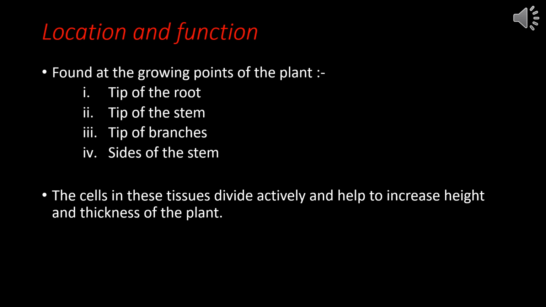The cells in the meristematic tissue divide continuously, so they help in the growth of the plant. The meristematic tissue found at the root tip and stem tip helps to increase the height of the plant, and the cells which are found at the sides of the stem help to increase the thickness of the plant. So the main function of the meristematic tissue is to help in the growth of the plant.